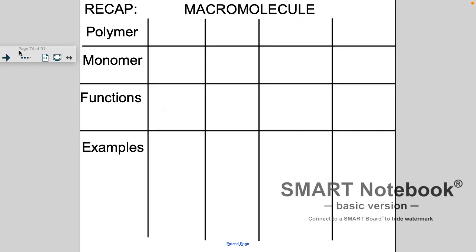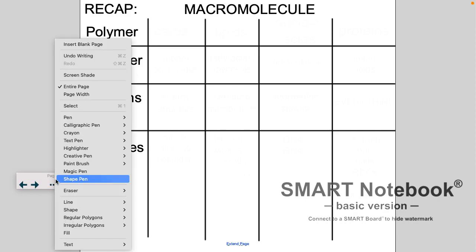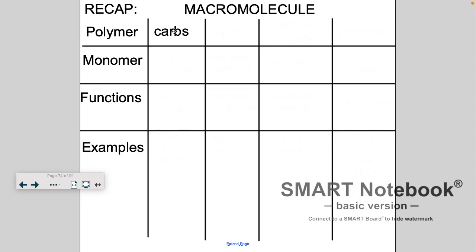Okay, let's just recap macromolecules, and then I think we'll call it a day. So let's start off with our first polymer, which was a carbohydrate. What is the monomer? I hope you're screaming monosaccharides. And the two jobs for carbs: energy, the big one; structure, like cellulose or starch. What are some examples? Anything that really has sugar in it. Sugar, glucose, cellulose, candy bar, pasta, bread.